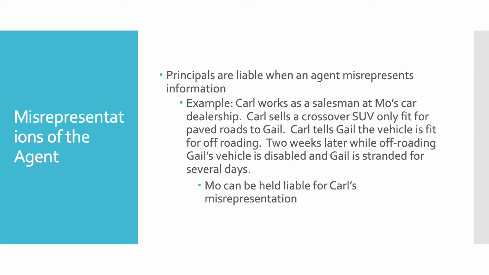Mo can be held liable for Carl's misrepresentation. And you think about this. I mean, Carl is a salesman on Mo's car lot. And so Mo, even though he may have not been aware of the misrepresentation, can be held liable for that. Now, keep in mind, there could be recourse, right? Mo can seek indemnification from Carl, right? So Carl's still responsible for his own misrepresentation, but Mo could be responsible, and presumably the dealership is a deeper pocket than the individual. All right, so Gail can recover from the dealership, right? So that's the way that would work.